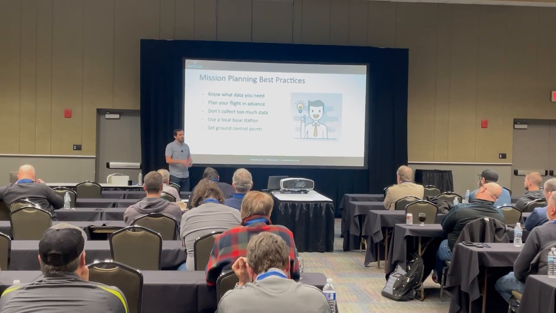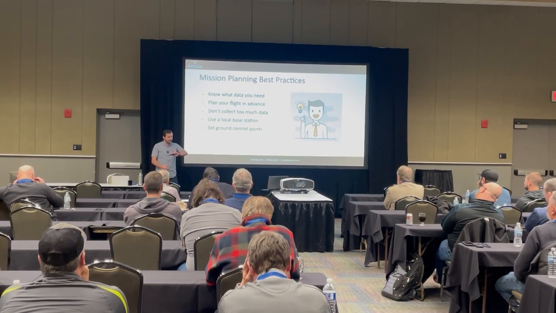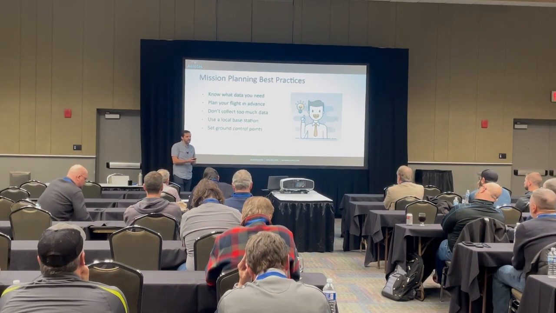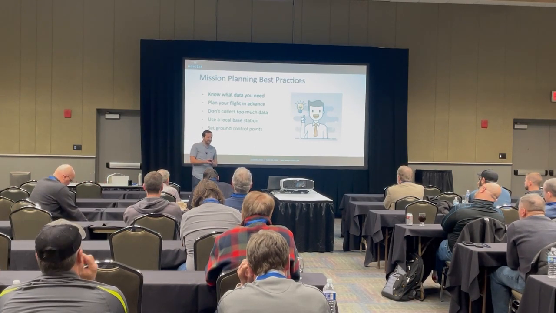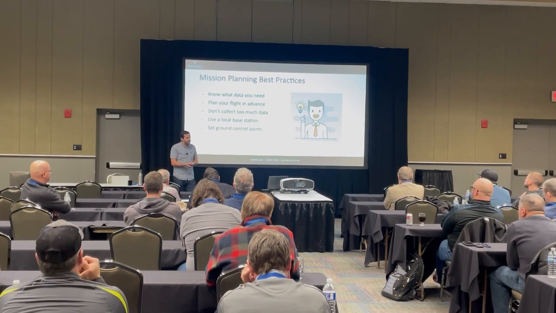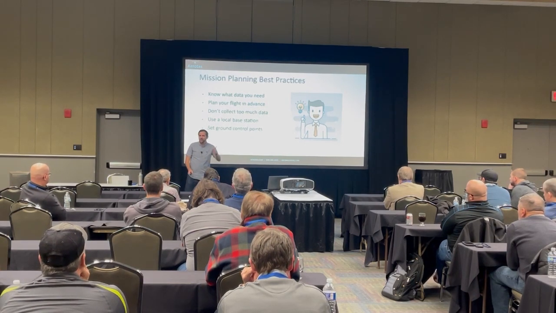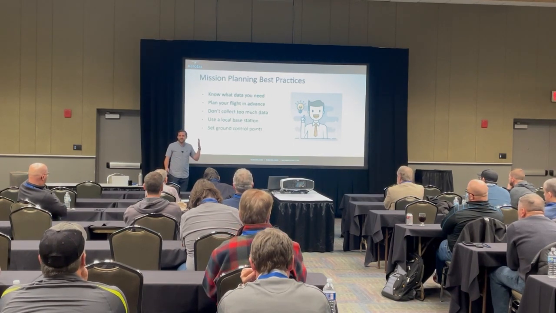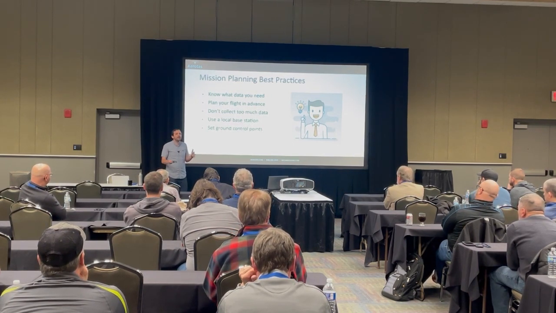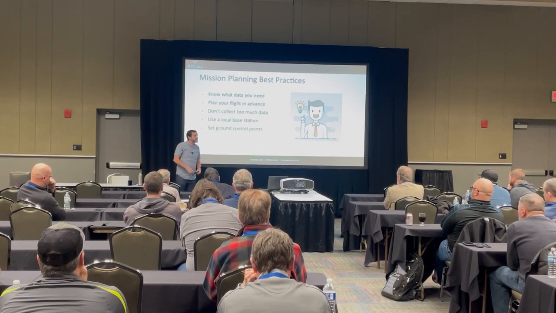So to kind of summarize mission planning, and then we'll get into all of the data processing, you need to know what data you need, plan your flight in advance, don't collect too much data, use a local base station, and set ground control points. If you just kind of follow these 5 things when planning for a mission, honestly, you're going to be good. A lot of the other stuff that we were talking about, single grid, double grid, exact flight overlap, is really secondary to some of these big things too. These are what are going to set you up for success in data processing down the line.